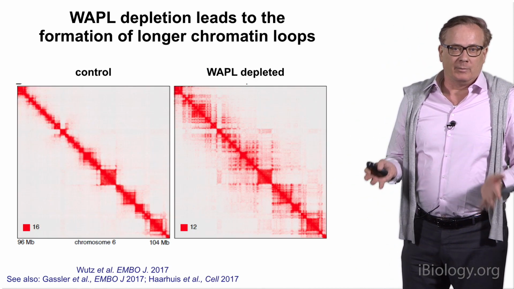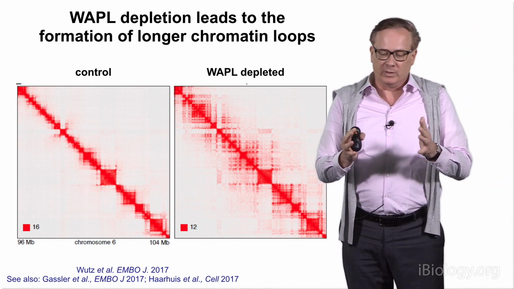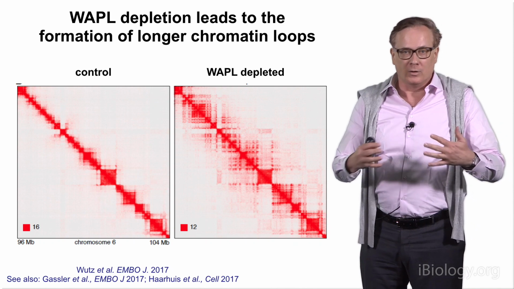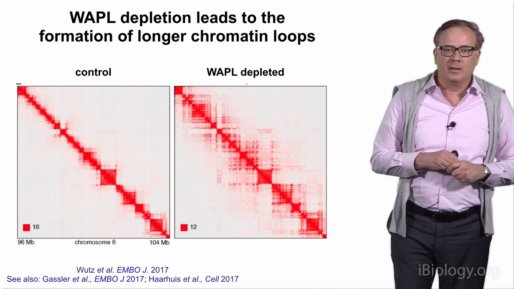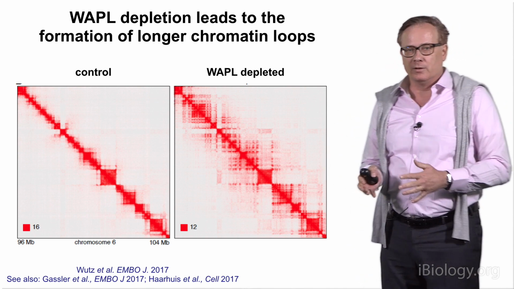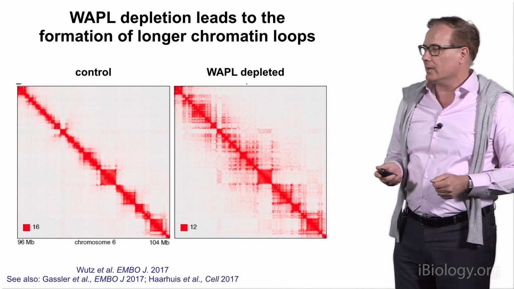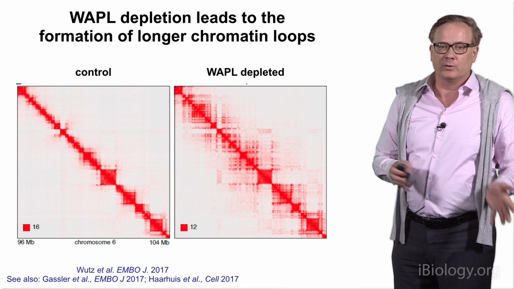Now, this hypothesis made the very interesting prediction that when we depleted WAPL, we should now be able to detect more long loops, more long-range interactions by Hi-C. And both my lab and also the one of Ben Rowland have tested this and indeed found that that's the case, as is shown in this slide, where on the left you see again a Hi-C matrix from a control cell.